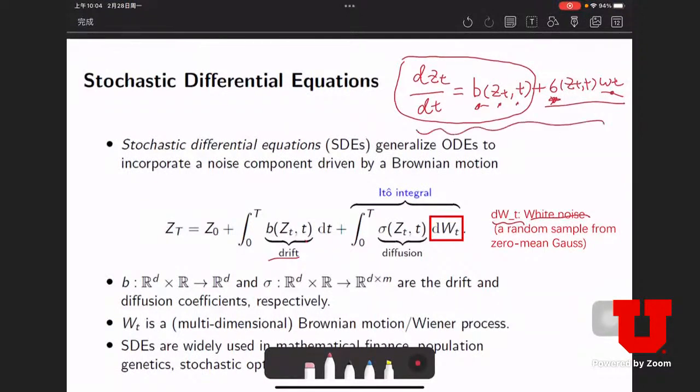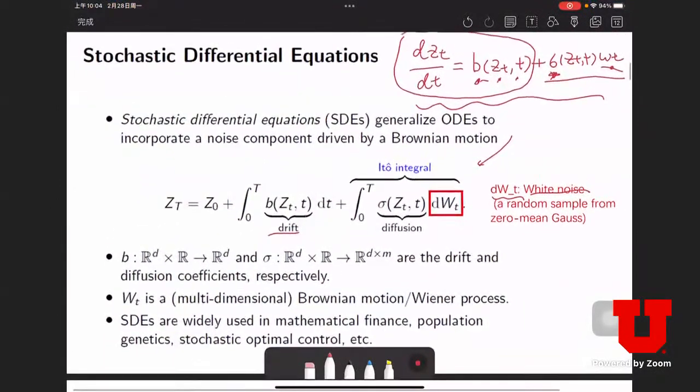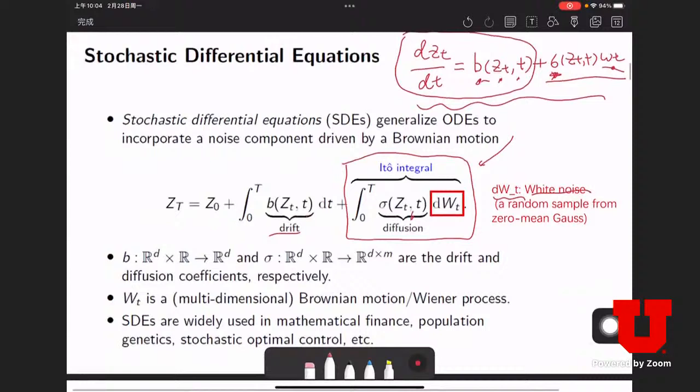Here is the differential form of the SDE, and here is the integral form of the SDE. I think the tricky thing for the SDE is this part, which is called the Itô integral. Remember, sigma here is just a function. However, dW_t here is white noise, a random sample from a zero-mean Gaussian. For each small step of W_t, the Brownian motion, you randomly sample a value from a Gaussian. There could be a possibility that you sample a very high value, but with very small probability. With high probability, our sample will be near zero. However, we cannot ignore the probability of getting a very high value from this zero-mean Gaussian.